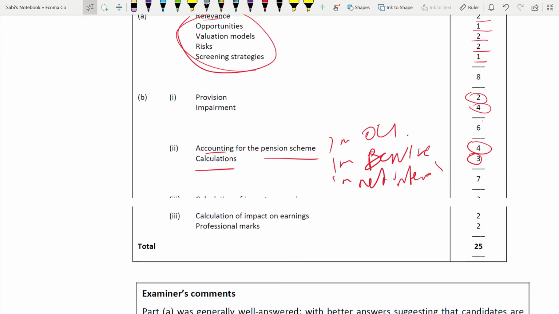Now, 2 marks for professional. This professional mark is for part A, and the calculation of impact on the earnings. Impact means that profit becomes a loss because of the changes, right? Net interest and service costs. So only 2 marks. That's it.